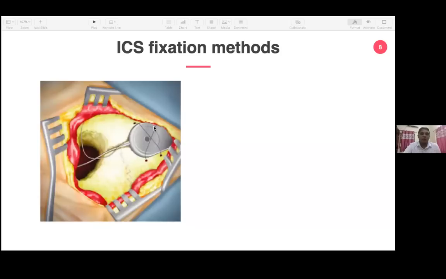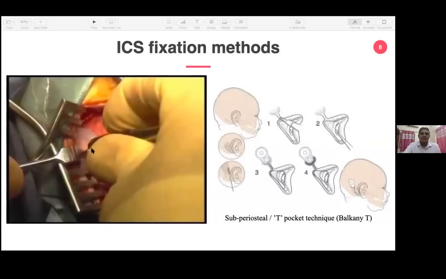That means you have to expose the dura and you have to depress the dura to keep the cochlear implant receiver stimulator snugly fit in the bed. So it is not going to work, or you are going to take a chance where you may injure the dural vessels or encounter any bleeding or CSF leak. To avoid making a big well or a deeper well, you can also resort to something called the subperiosteal technique or T-pocket technique. This is described by Dr. Thomas J. Balcony from USA.